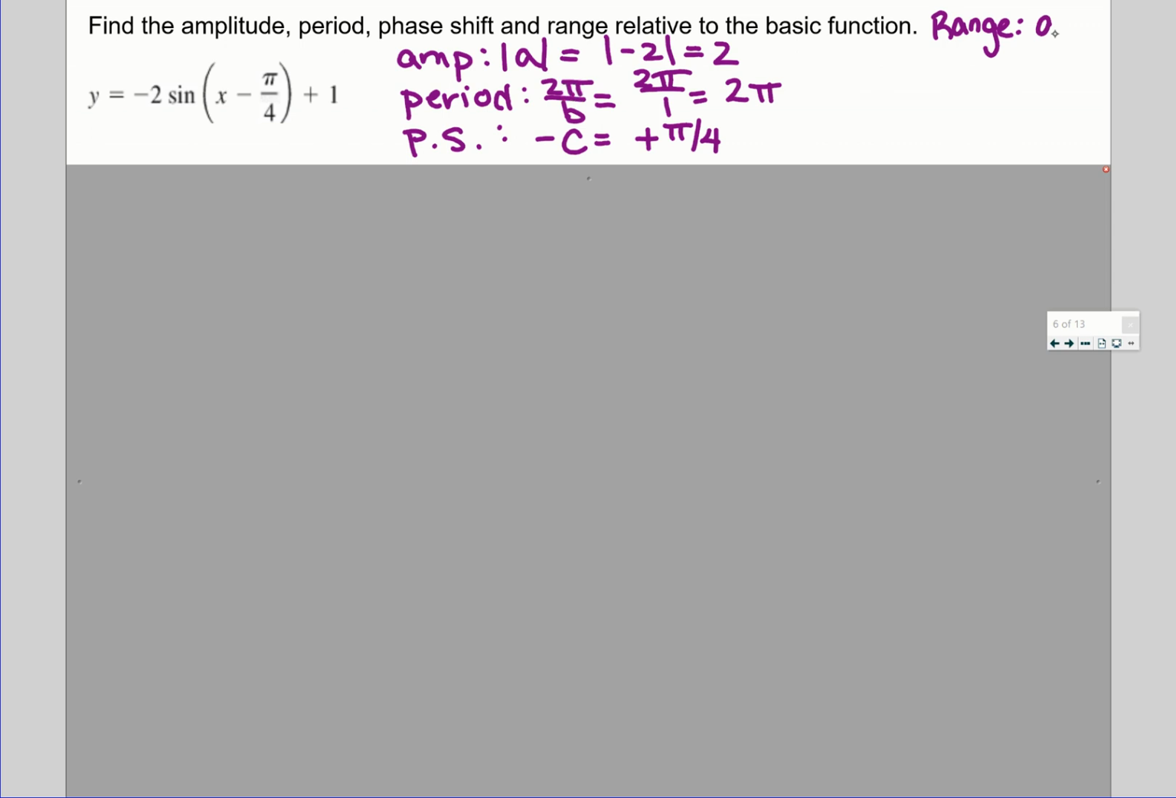Your A value and your D value are the two things in an equation that will affect your range. Again, the A value, up or down, my stretch, and then my D value, up or down, my shift. We always start when we calculate the range with our basic range from our parent function, -1 to 1. Has there been a vertical stretch or shrink?